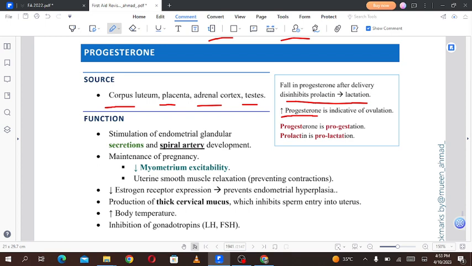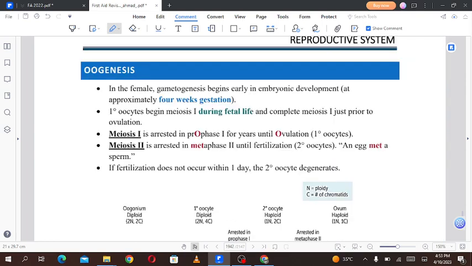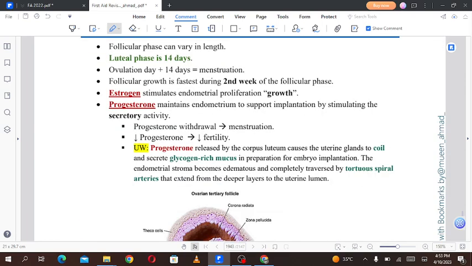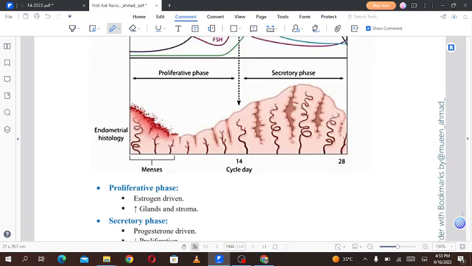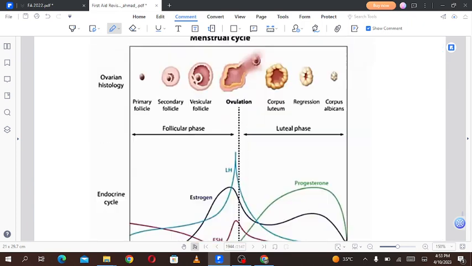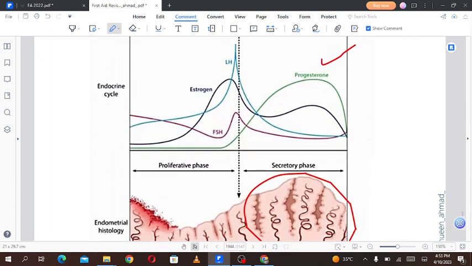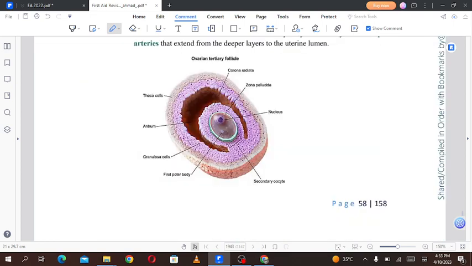Then we have the function: stimulation of the endometrial glandular secretion and spiral artery development. The picture is like this one. The spiral artery formation in the secretory phase is mediated by the progesterone. The progesterone level is high in the secretory phase, and that is causing the spiraling of the artery, but we will discuss that when we come to it.